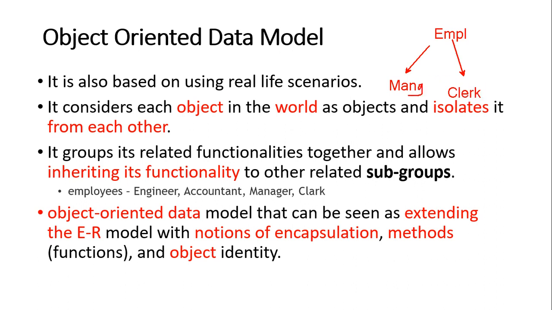Why are both of them employees? Because they get salary at the end of the month. But some things the manager has may not be there with the clerk, but all the properties of the employees will be there both with the manager as well as the clerk. This idea is called inheritance.